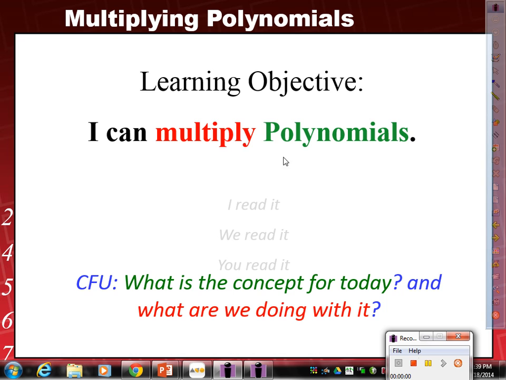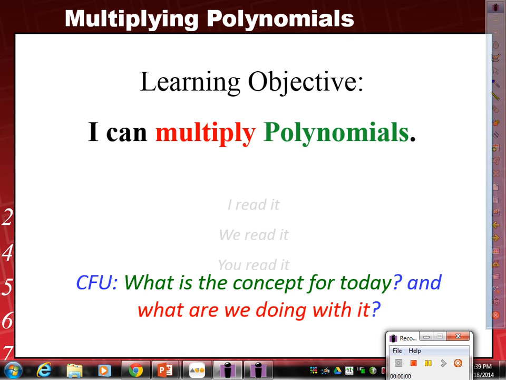Our objective for today: I can multiply polynomials. Read together. 1, 2, 3. I can multiply polynomials. So this is a part 2, kind of like when you watched episode 1 of Star Wars, and then part 2 came. This is the part 2.